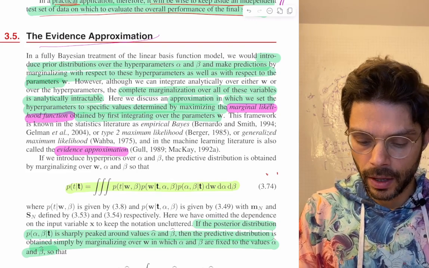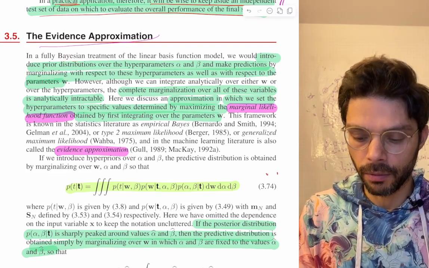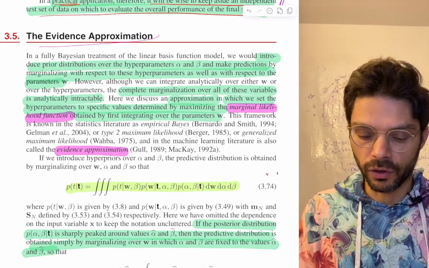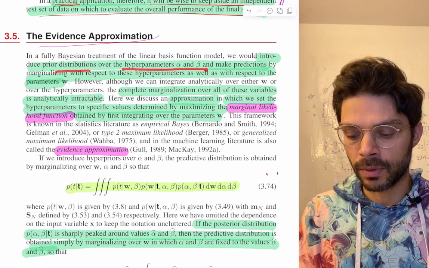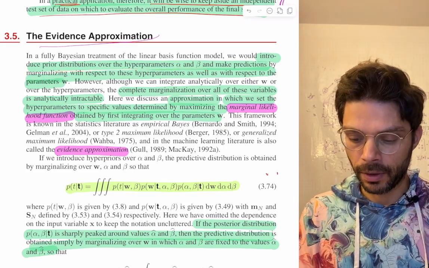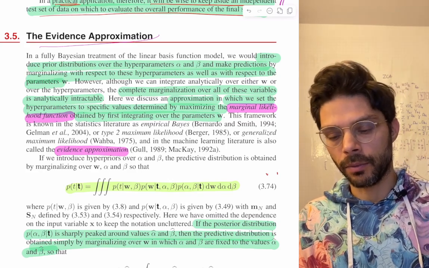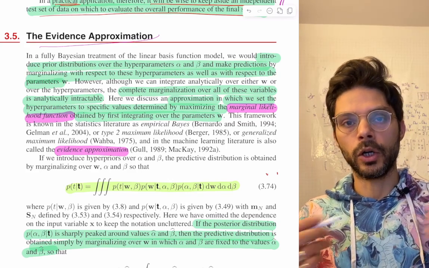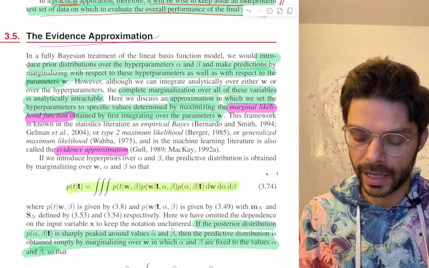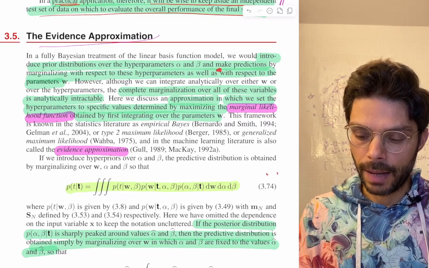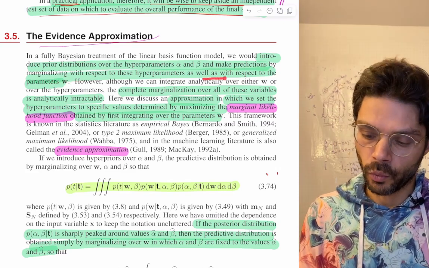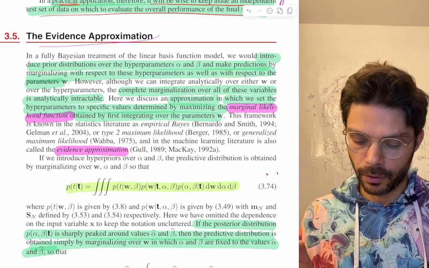Okay, so he's saying in a fully Bayesian treatment of the linear basis function model, which we've been using throughout the chapter, we would introduce prior distributions over the hyperparameters alpha and beta. Remember, alpha was our precision of the weight, so kind of a penalty on the weights. And beta was our noise precision, additive noise precision. And make predictions by marginalizing with respect to these hyperparameters as well as with respect to the parameters W.